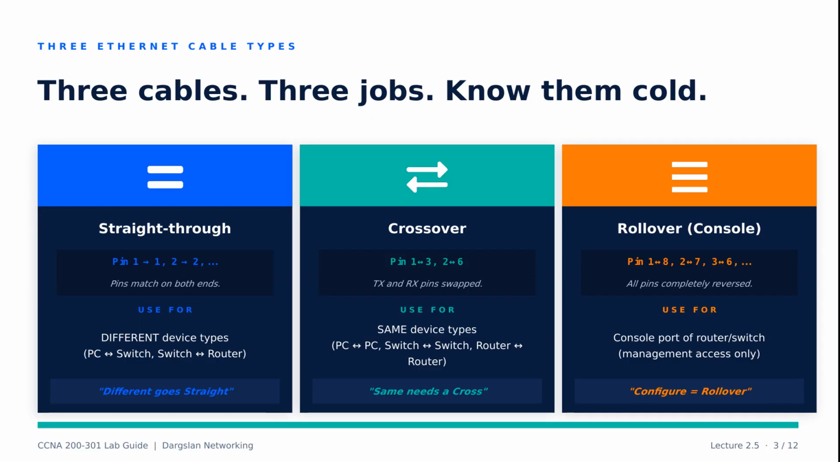So here's your full toolkit. 3 cables. 3 very specific jobs. Straight through is your everyday workhorse for different device types. Pins line up 1 to 1, and the rule to remember is, different goes straight. Crossover swaps the transmit and receive pairs so 2 of the same device can actually hear each other. Same needs a cross. And rollover, with every pin reversed end-to-end, isn't for network traffic at all. It's how you plug your laptop into a console port to configure the box. So burn this in. Different goes straight, same needs a cross, configure equals rollover.